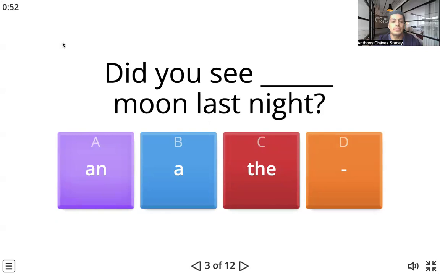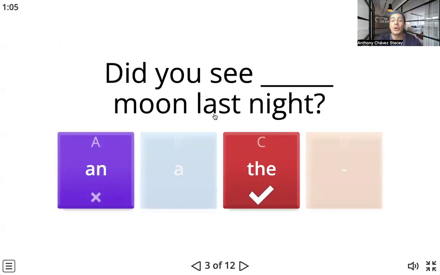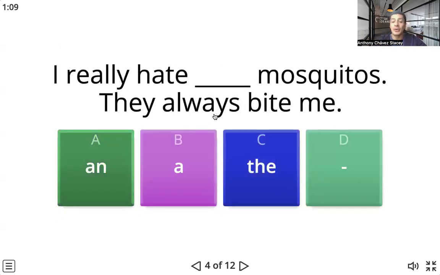Do you see letter B? Can you read the whole example? Did you see moon last night? Okay, let's see. First of all, can it be possible? We have moon. The moon is only just one of them. So it will be the moon. So, did you see the moon? Let's continue with the next person, Domenica.